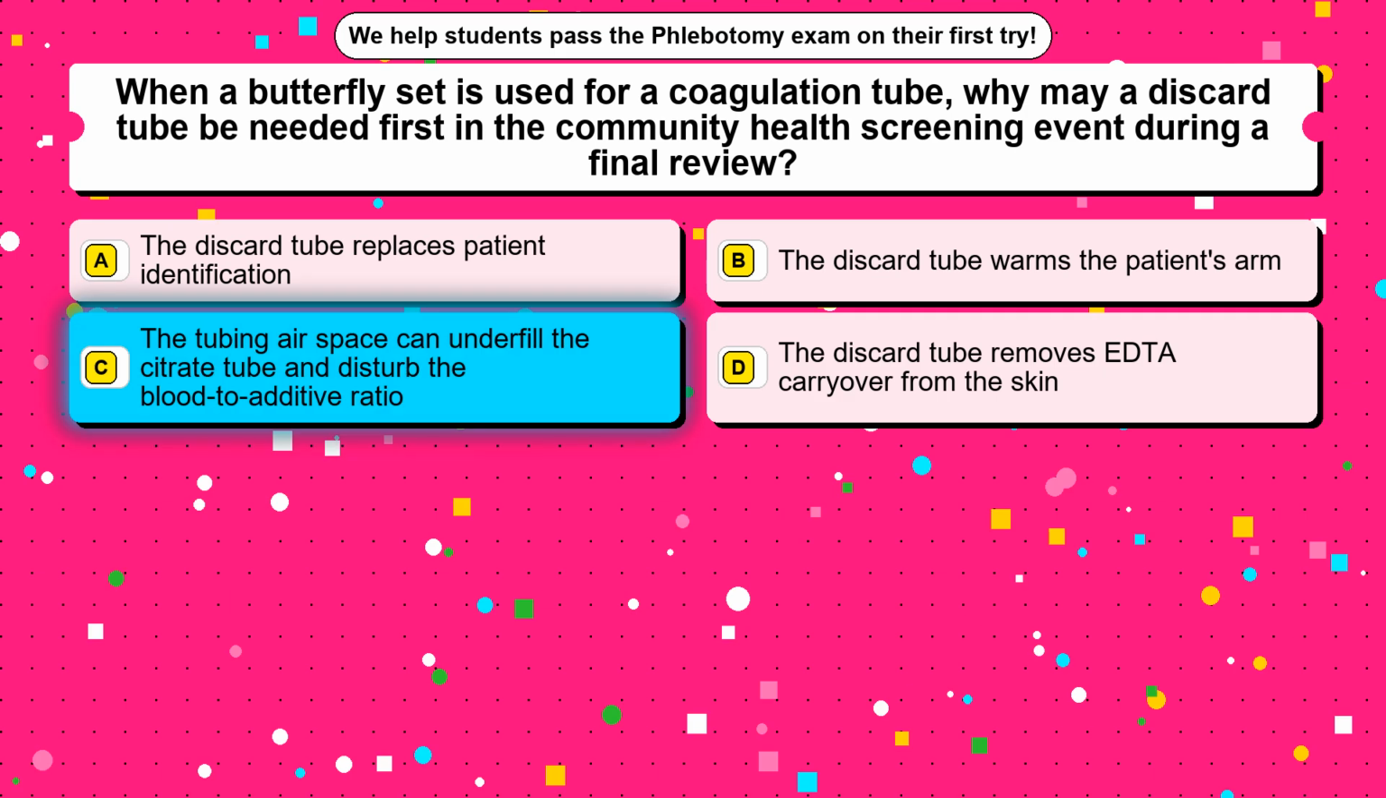The correct answer is option C. The tubing airspace can underfill the citrate tube and disturb the blood to additive ratio.